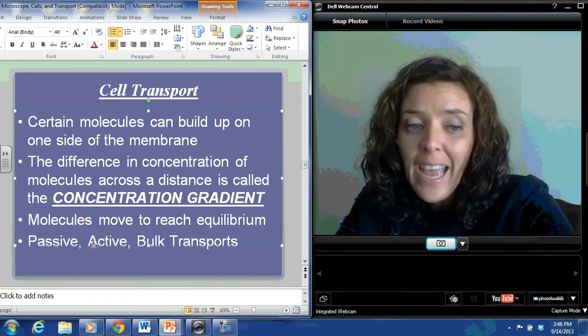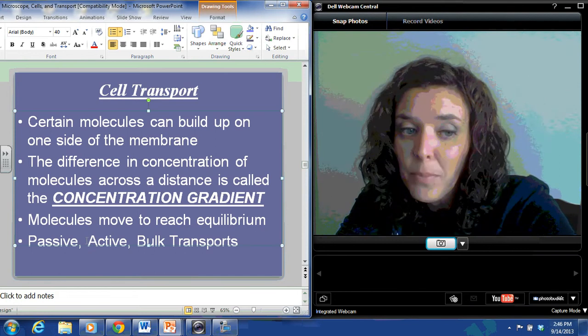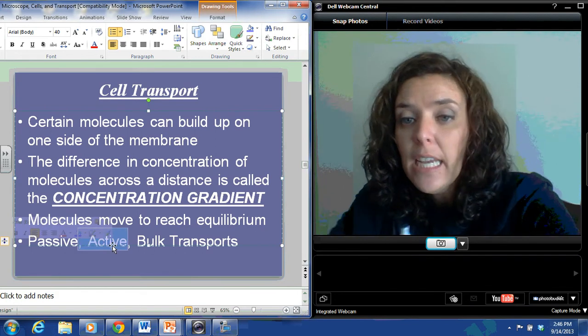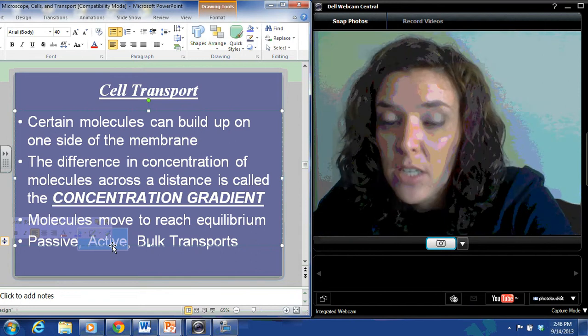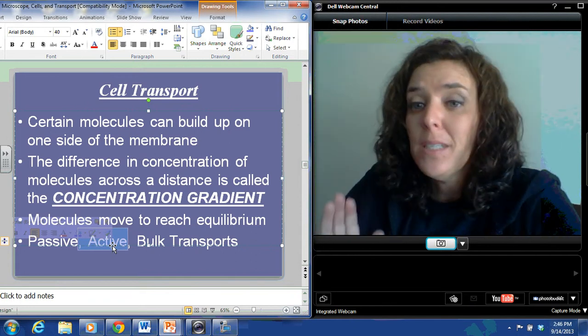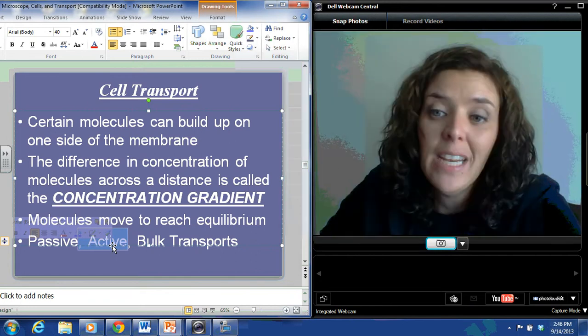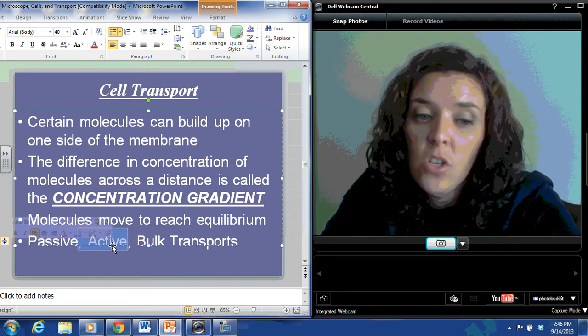Then you have active transport. Well, active means that it requires energy. Active transport requires energy, so it's going the opposite direction. It's moving against the concentration gradient.